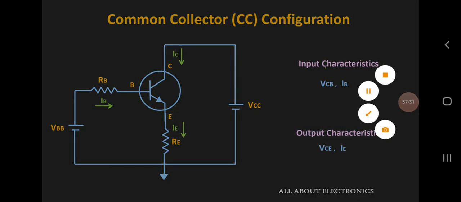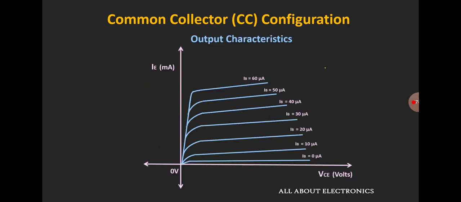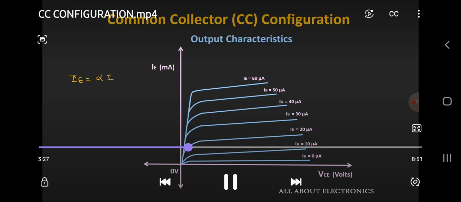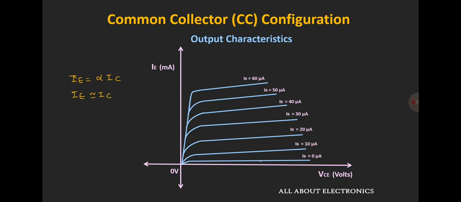So first of all, let us see the output characteristics. This output characteristics defines the relationship between this emitter current IE and the voltage VCE. And if you look at these different IE versus VCE curves, then it is very similar to the common emitter configuration. Because over here, this emitter current IE can be given as alpha times IC. And as the value of alpha is very close to unity, we can say that this emitter current is approximately equal to collector current. That means with the change in this voltage VCE, the variation in this emitter current is similar to the collector current.